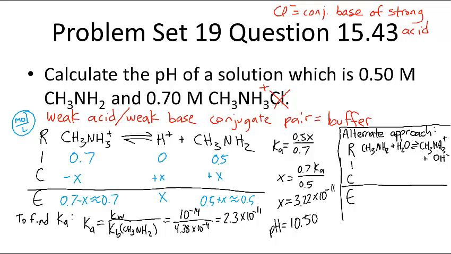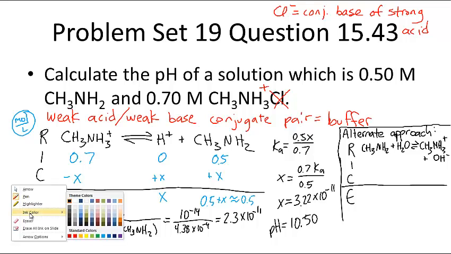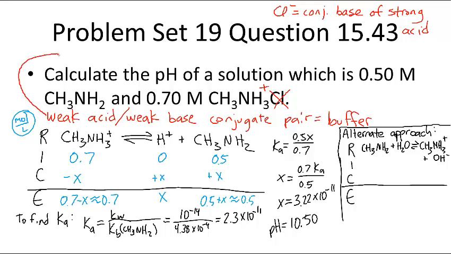Is there a shorter way I could have calculated this pH? Yes, as soon as I recognize that I have a buffer solution, I can just use that Henderson-Hasselbalch equation. So I could have, in theory, just as soon as I recognize this, said, okay, pH equals pKa plus log of conjugate base over acid.